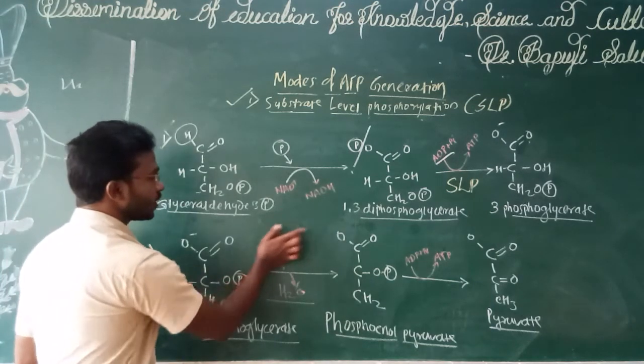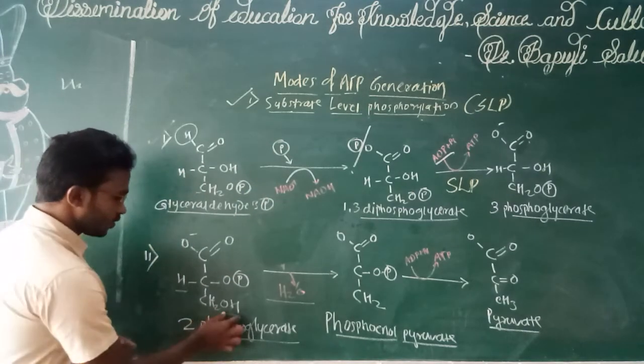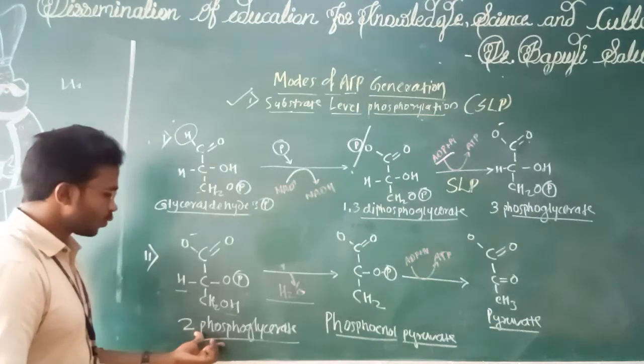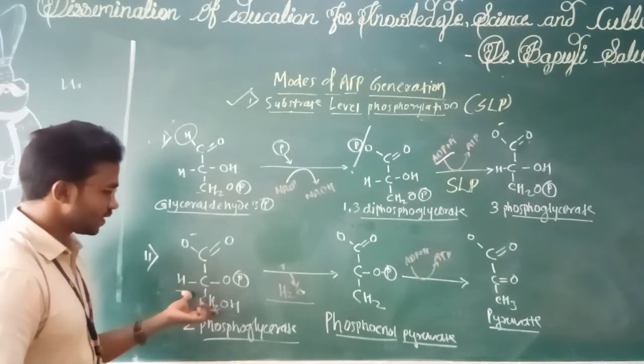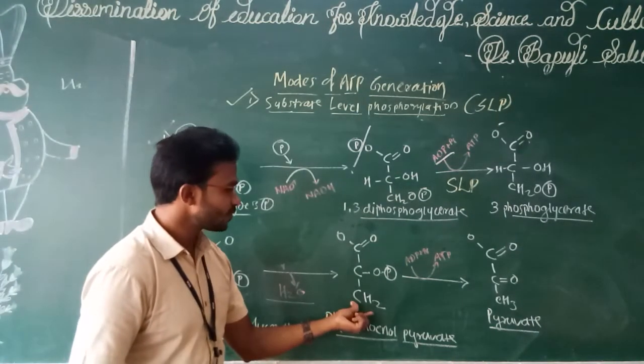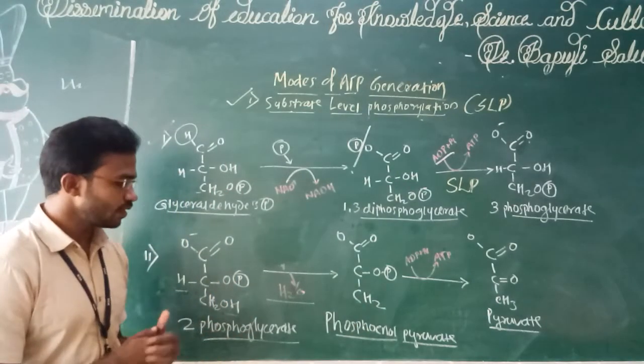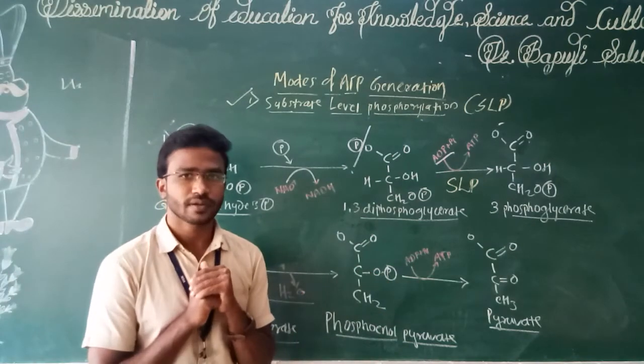Sorry, phosphate is not added, phosphate is already here. So this OH and H is released from 2-phosphoglycerate as a water molecule and that forms a compound known as phosphoenol pyruvate. Dehydration of 2-phosphoglycerate yields phosphoenol pyruvate.